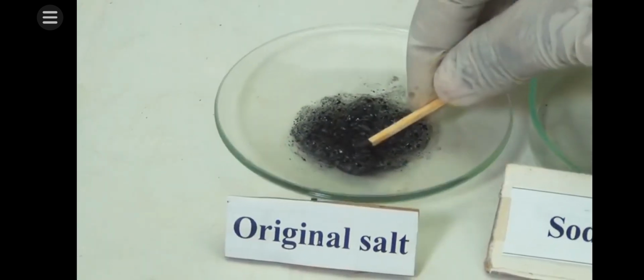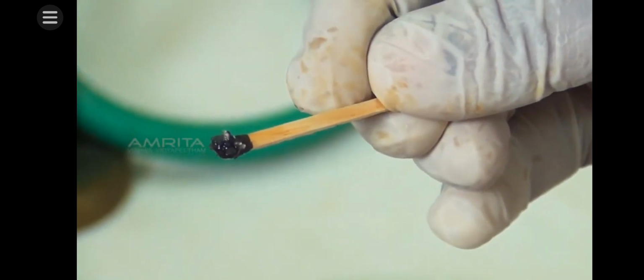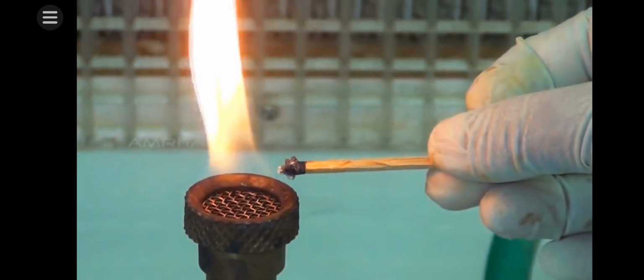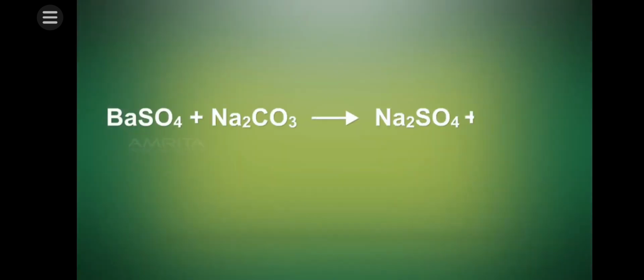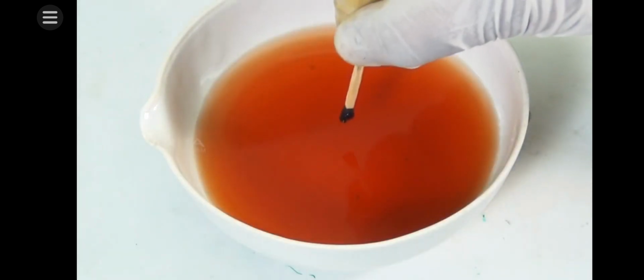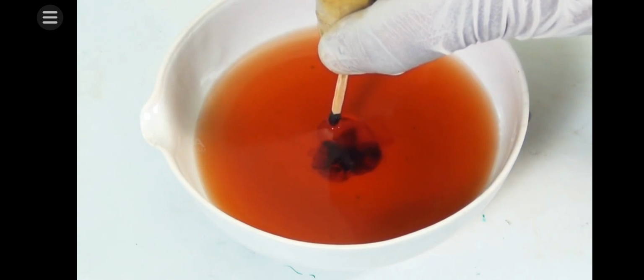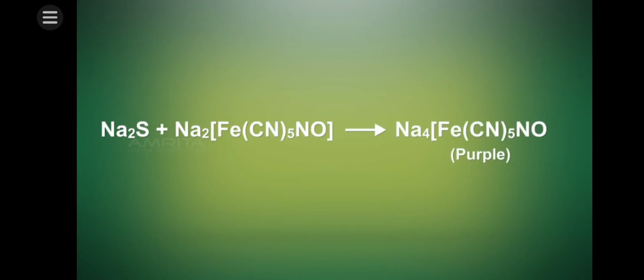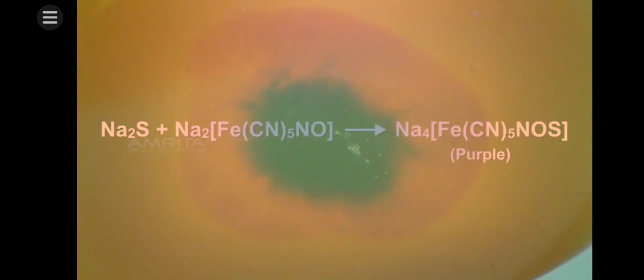Take some of this paste on one end of a wooden splinter and heat in the reducing flame of the Bunsen burner. Sulphate reacts with sodium carbonate and charcoal to form a fused mass of sodium sulphide. Now, dip the fused mass into sodium nitroprusside solution taken in the china dish. Sodium sulphide reacts with sodium nitroprusside to form a purple-colored iron complex which appears as violet streaks.